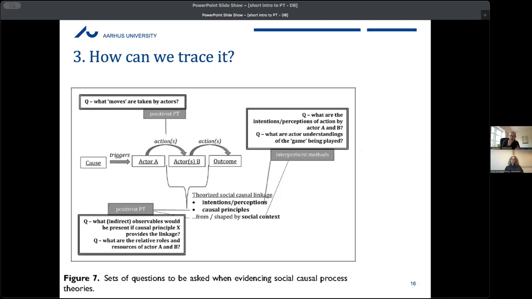So the interpretivist process tracing would be interested in processes, things moving, people interacting with each other, but then digging a bit deeper to understand the social roles, the games that are being played, and the meanings that actors ascribe to the moves that they're making in the game.